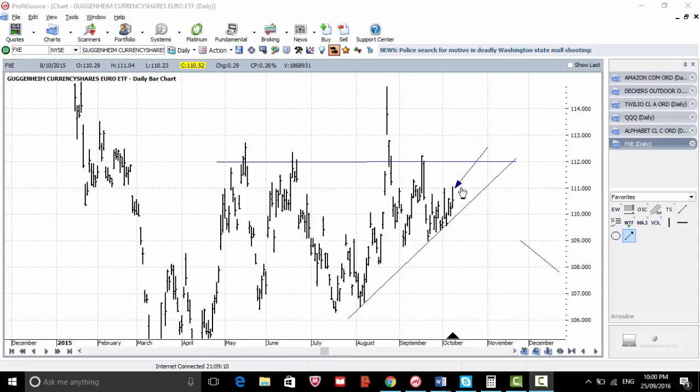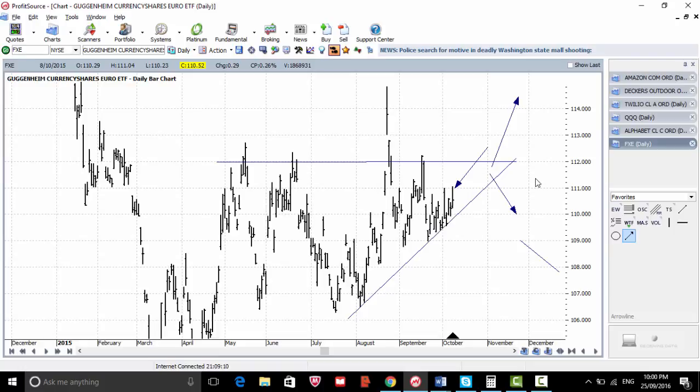But at some point, as you get closer and closer, and as this range gets tighter and tighter, and the trading days become smaller and smaller, it's going to break out in one direction or the other. It's either going to break up to the upside, or it's going to break down to the downside. Now, we don't know which way it's going to go until it actually happens.